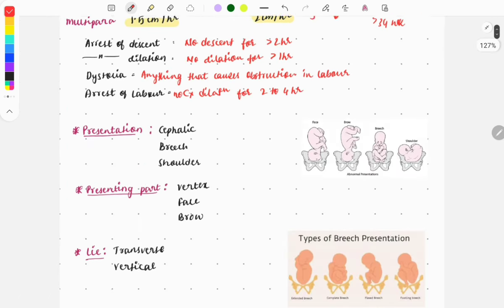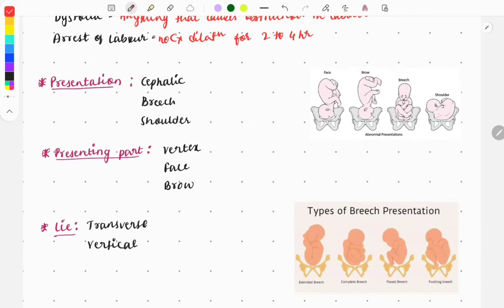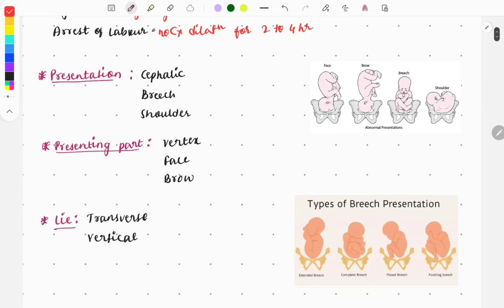Moving on, we will now discuss the other things like the presentation, presenting part, lie, everything. The fetal presentation is classified into cephalic, breech and shoulder. Cephalic means the head will be the presenting part, and this is the most common presentation and is considered normal. If it is cephalic, then the delivery can be conducted very easily.